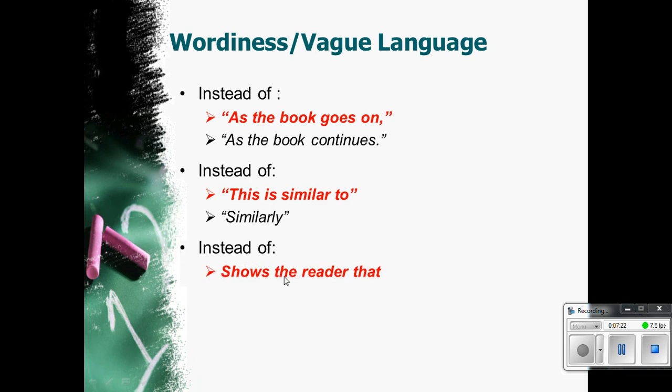Instead of saying shows the reader that, and by the way, please avoid pulling the reader into your paper and saying the reader sees, the reader sees, the reader sees. Who else would see it? It's one of the most obvious statements I find in literary analysis, and it's so very annoying. It's like fingernails on the blackboard for me. So quit telling me that the reader sees this. Who else would see it? Instead of saying shows the reader that, you can just simply say represents.